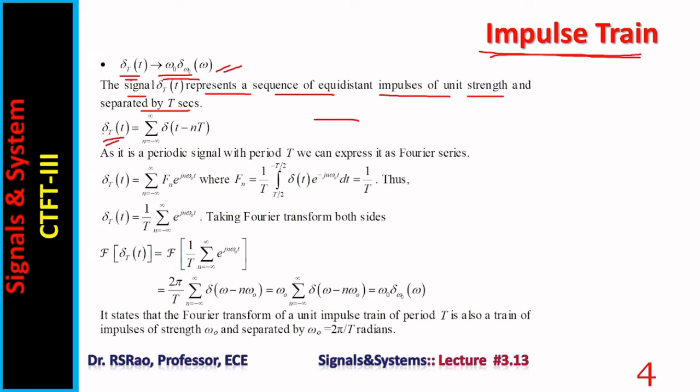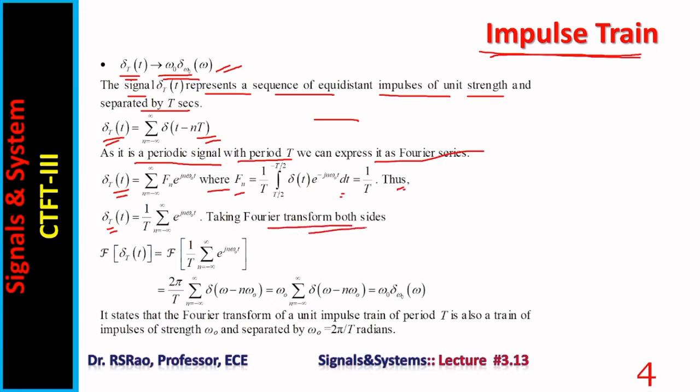Mathematically, therefore, it can be denoted as delta T of t equal to sigma n minus infinity to plus infinity delta of t minus nT. As it is a periodic signal with period T, we can express it as a Fourier series. Delta T of t is sum from minus infinity to plus infinity F n e power j n omega naught t, where F n is the exponential Fourier series coefficient equal to 1 by T integration over one time period delta of t e power minus j n omega naught t dt, and it can be found equal to 1 by T. Thus, delta T of t is 1 by T sigma minus infinity to plus infinity e power j n omega naught t.